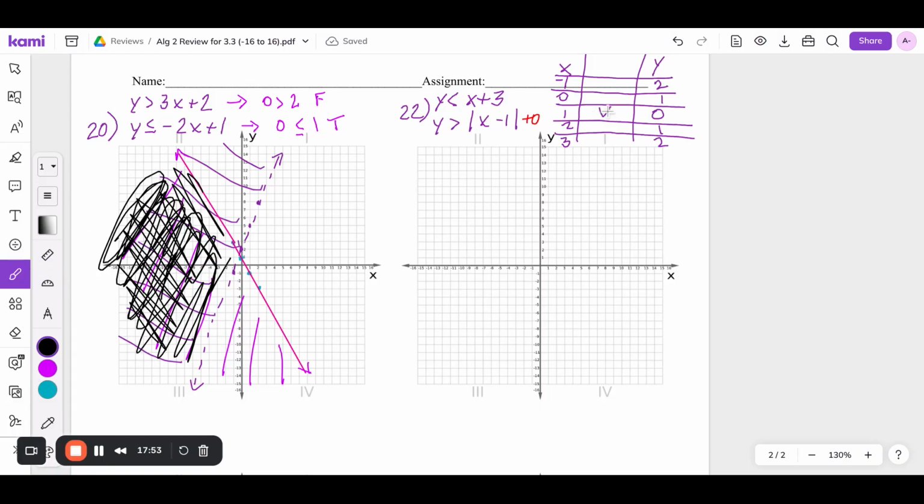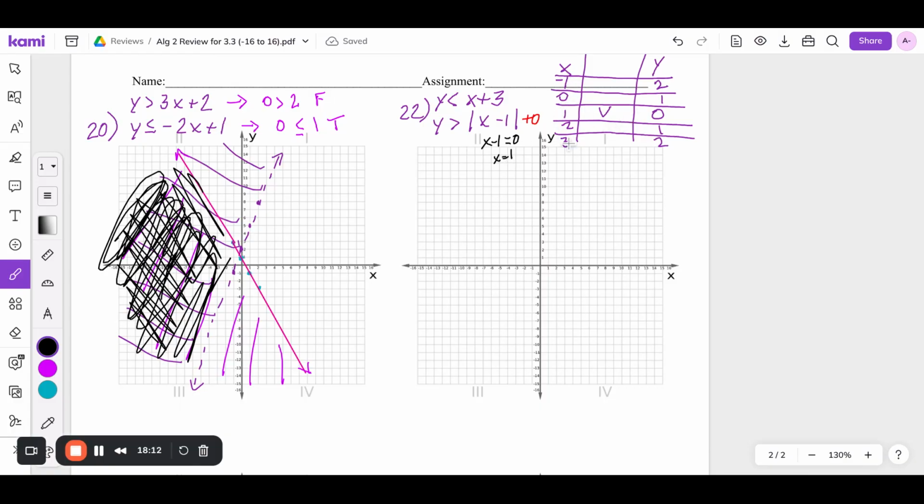Okay, one more. Number 22, again, I did the chart already. It was absolute value, so you need a chart. You have to find the vertex. Remember, you do x minus 1 equals 0. Solve for x, x equals 1. And then the c value, or the constant here, that's your vertex, 1, 0.